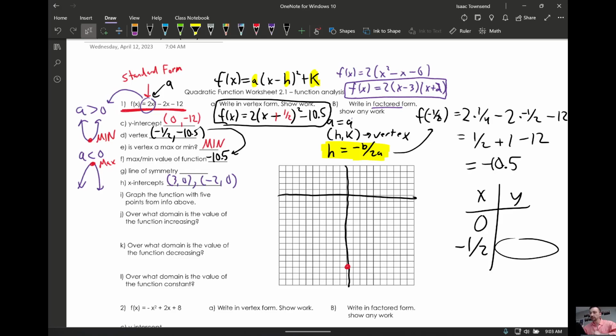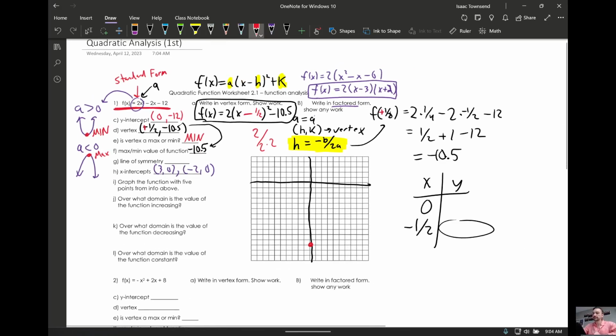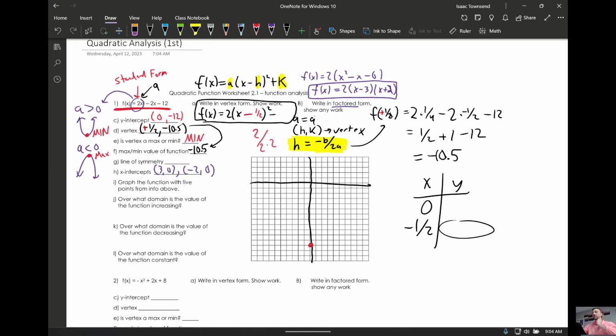My problem was with H. Opposite of B would be 2 over 2 times A. Right, so H was supposed to be positive 1/2. So this makes this minus. That makes more sense. And so then I should have been plugging in a positive 1/2 here, which is going to change this a little bit.